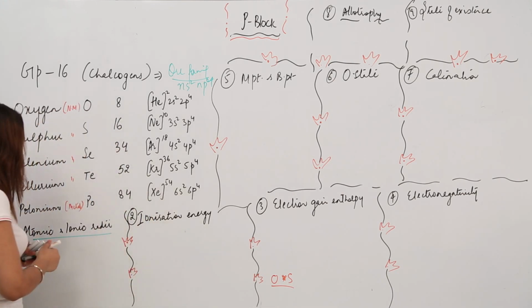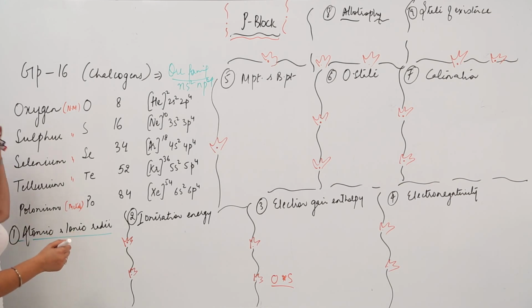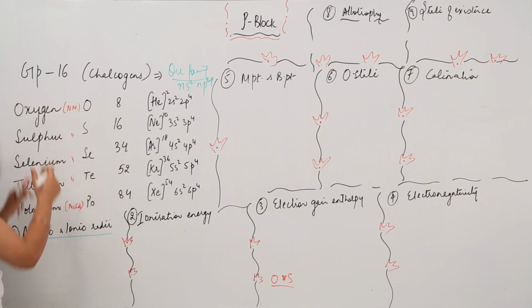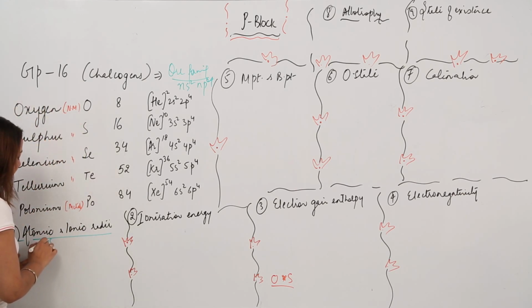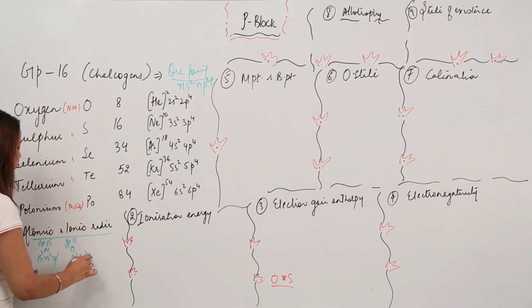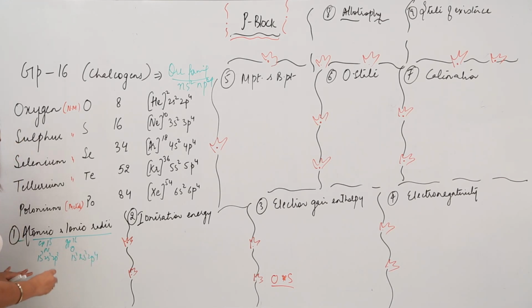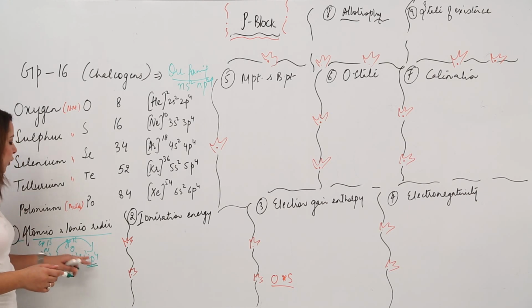So look at the first property, atomic and ionic radii. First we compare with the previous group. If we compare group 16 with group 15, the nitrogen family, the configuration here is 1s2, 2s2, 2p3, and here it is 1s2, 2s2, 2p4. The shell remains the same, 2p, but now one electron is added to the 2p. That means an electron is added to the same shell.